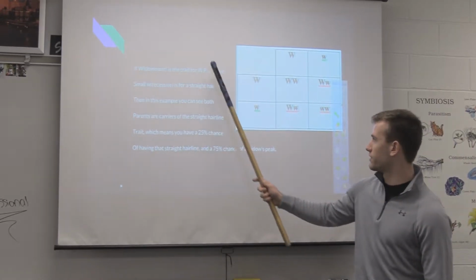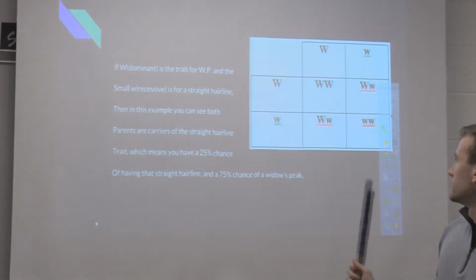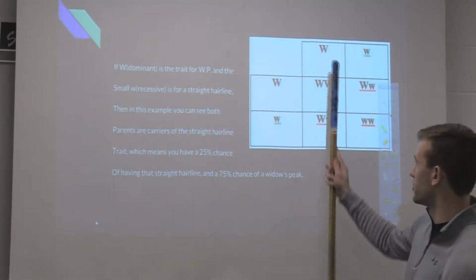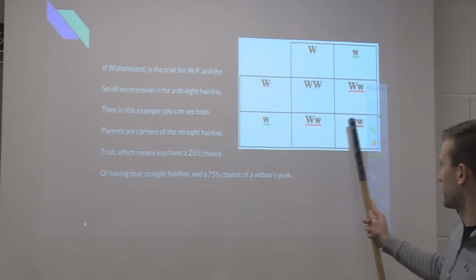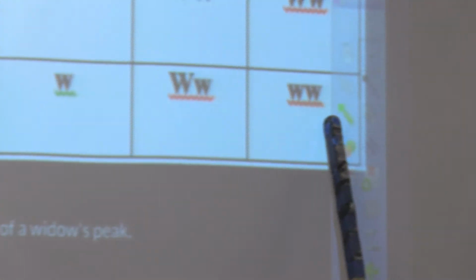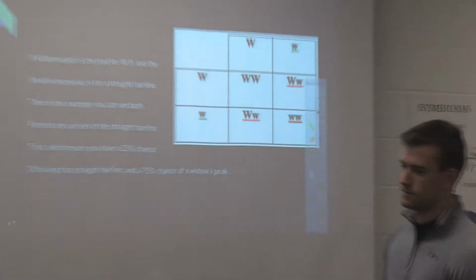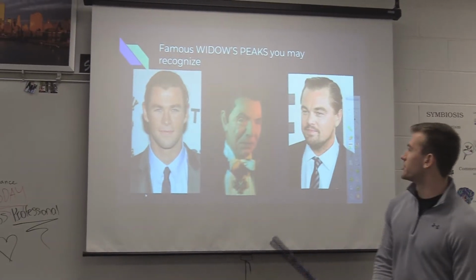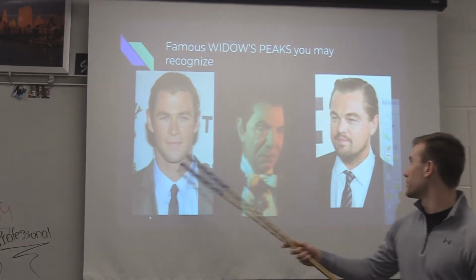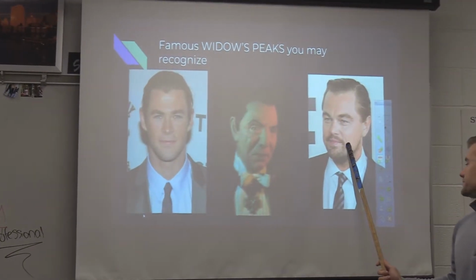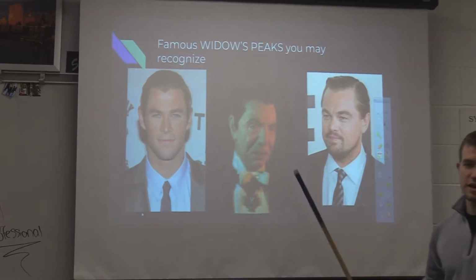All right, so pretty much you've seen this before. The big W is dominant, the little w is recessive. So if your parents have a big W, it shows over the little w. But in this corner right here, if they have 2 small w's, that means you can have a straight hairline. So famous people with a widow's peak: Hemsworth, Leo himself, and Count Dracula.